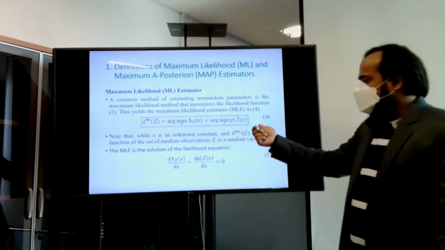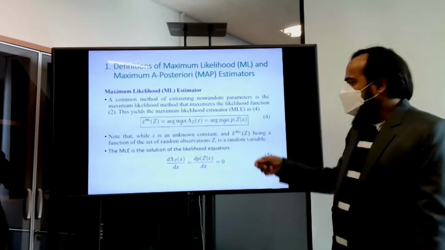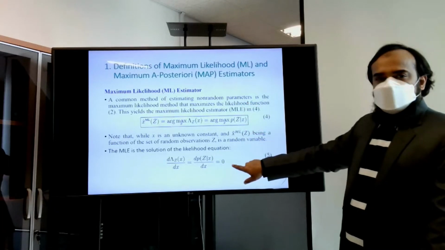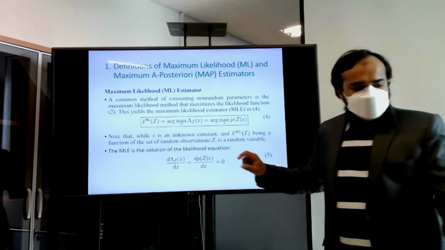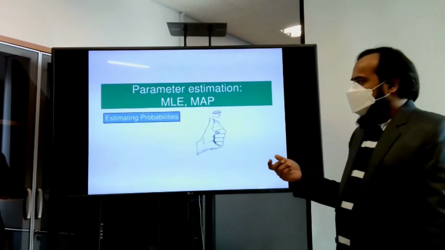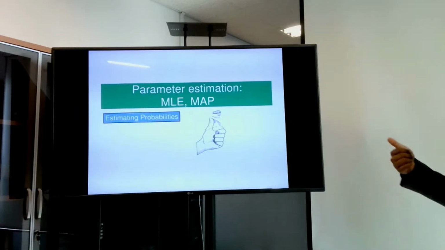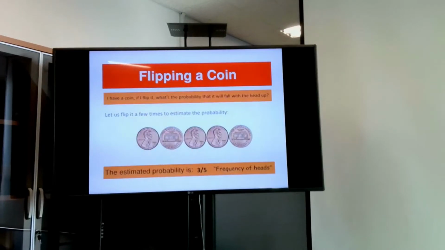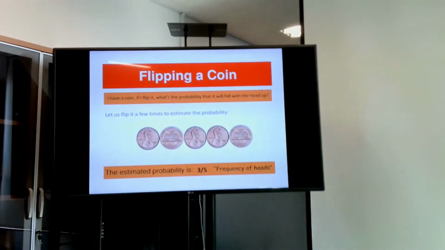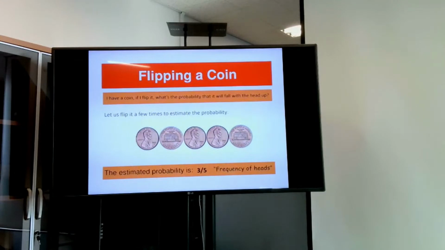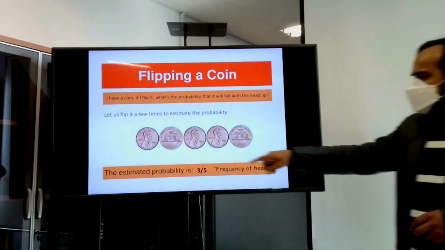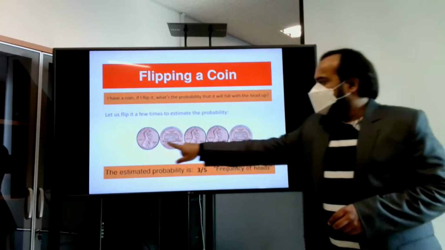So we will solve this by applying the derivative: we apply the derivative over this function and equate it to 0. For example, in parameter estimation, flipping a coin. If I have a coin and I flip it, what's the probability that it will fall head up? Suppose I flip the coin 5 times, and out of 5 times, 3 heads come and 2 tails.